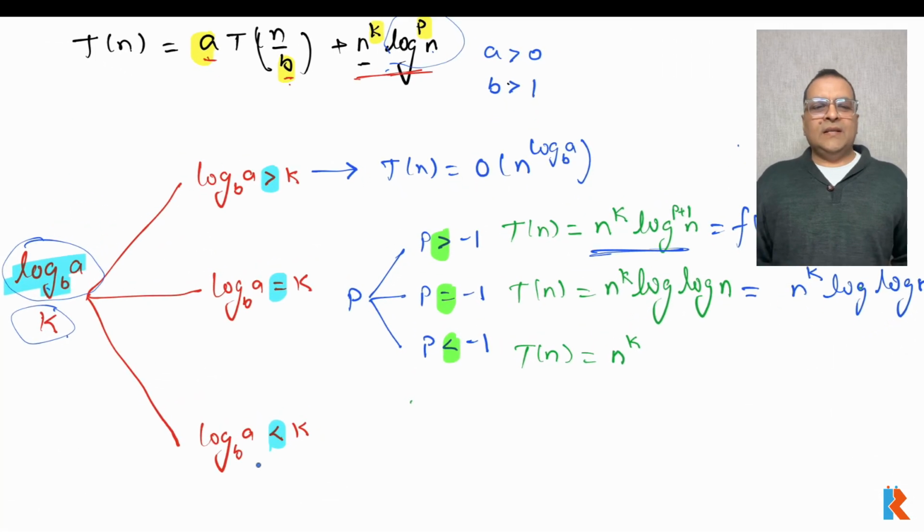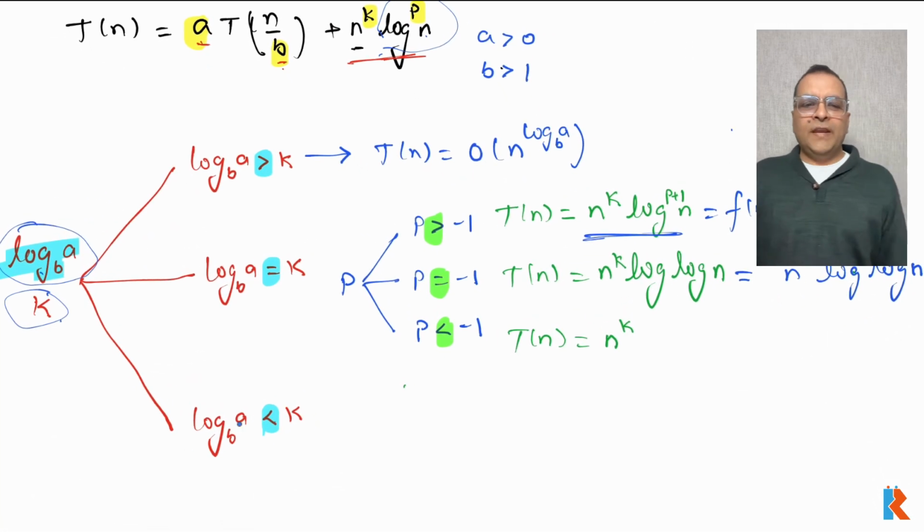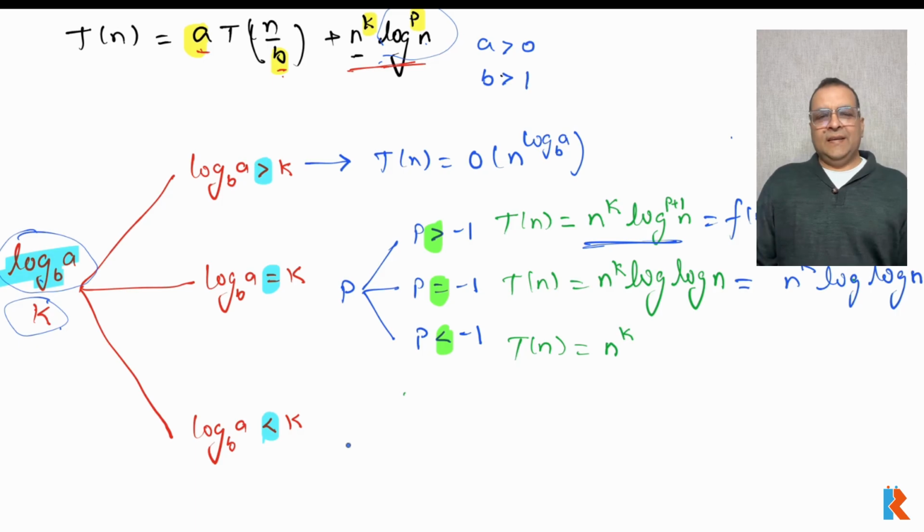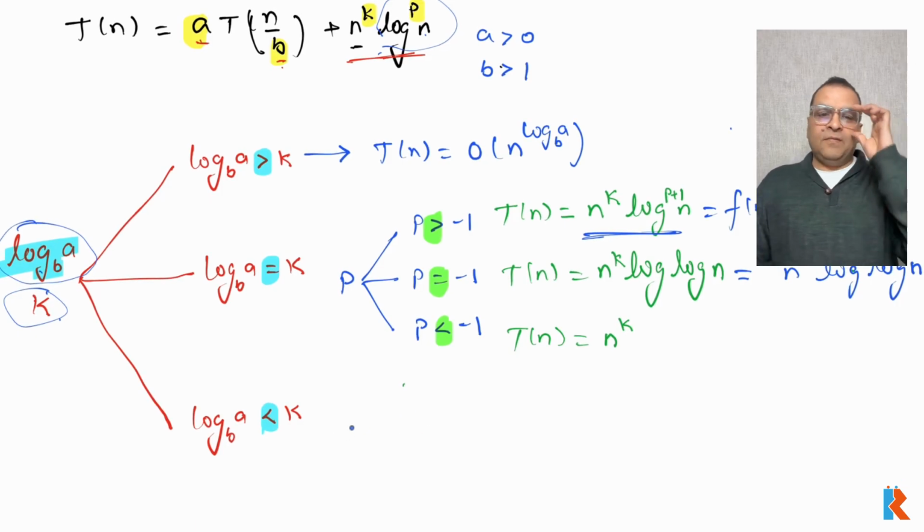Now let's come to the third case. The third case is when log of a to the base b is less than k. If this is the case, then you again find the value of p. But this time you check whether p is positive or negative.